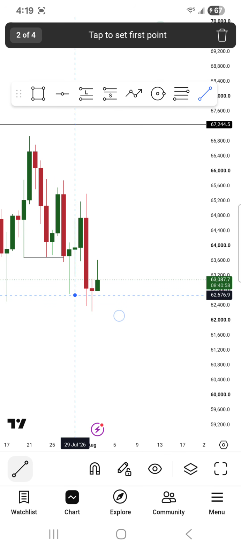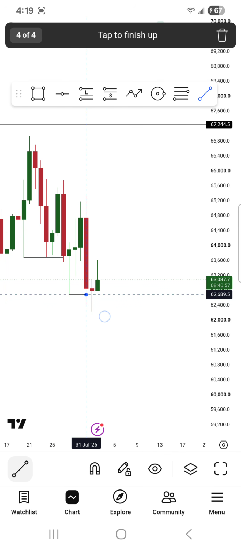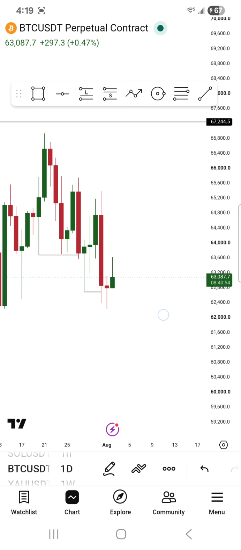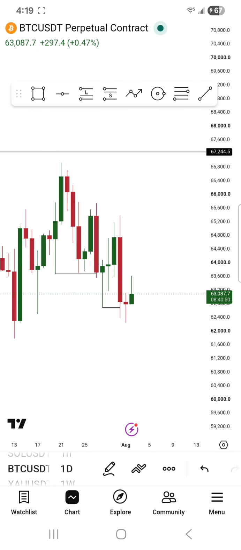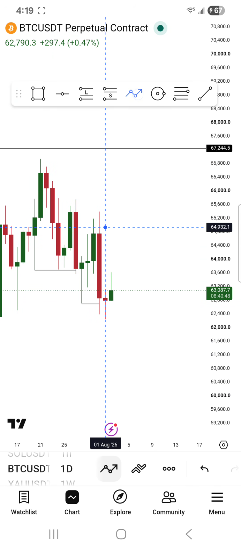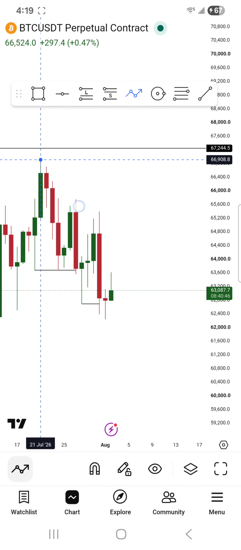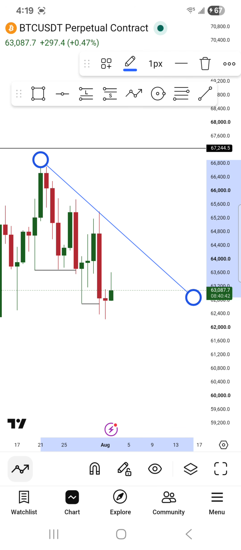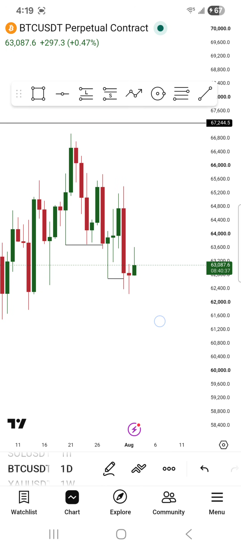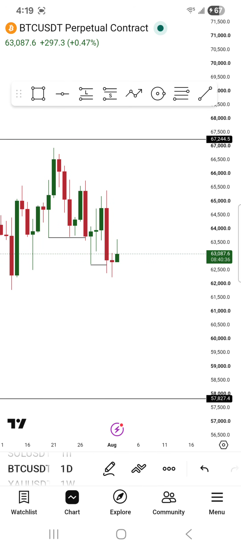And secondly, we have another break of structure to the downside. Boom, that is a break of structure. Now we have two breaks of structure telling me that my bias is bearish. Some persons can decide to draw trend lines like this, but I don't use trend lines. I like my chart to be very simple. All right, so this tells me that my bias is bearish.